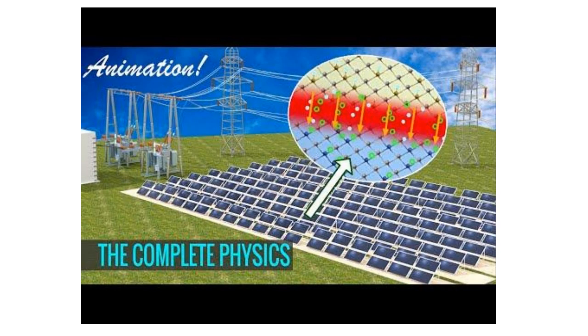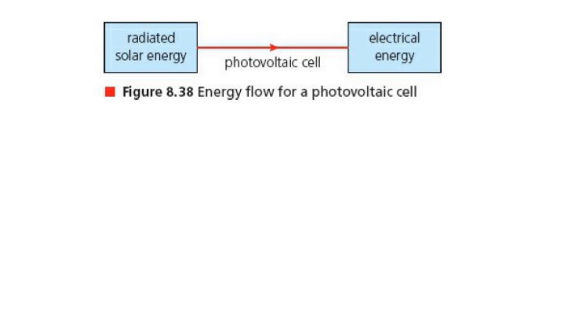And once again, I've posted some videos that you can look at, which will go into a little bit more detail on both of these. The flowchart is really easy because for a photovoltaic cell, you're getting solar energy literally just becoming electrical energy.